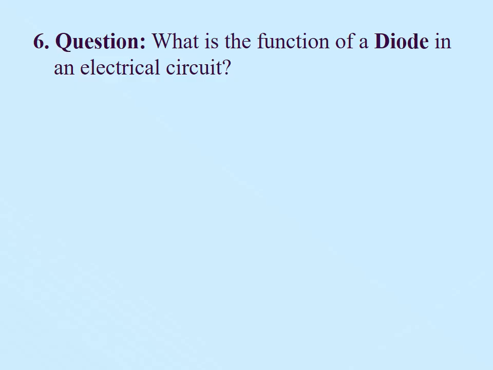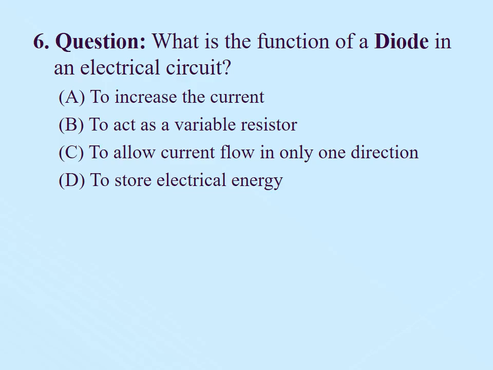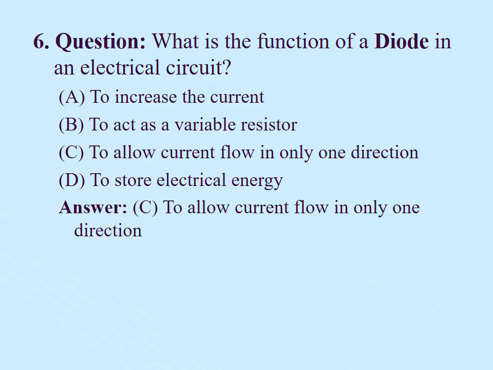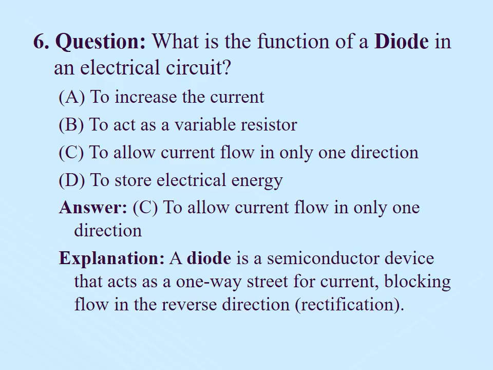Question 6. What is the function of a diode in an electrical circuit? Option A. To increase the current flow. B. To act as a variable resistor. Option C. To allow current flow in only one direction. Option D. To store electrical energy. Answer is C, to allow current flow in only one direction. A diode is a semiconductor device that acts as a one-way street for current, blocking flow in the reverse direction.